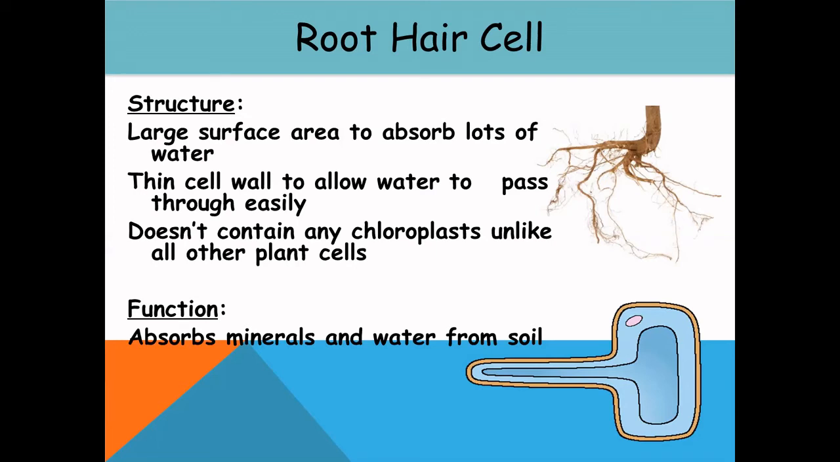Two things we should remember in root hair cell. Number 1, does not have chloroplast. Number 2, absorb minerals and water from the soil. Root hair cell doesn't have chloroplast and absorbs minerals and water from the soil.